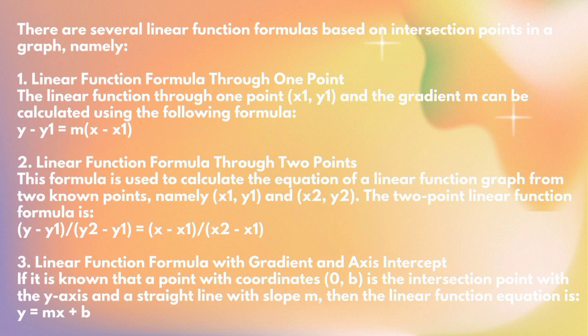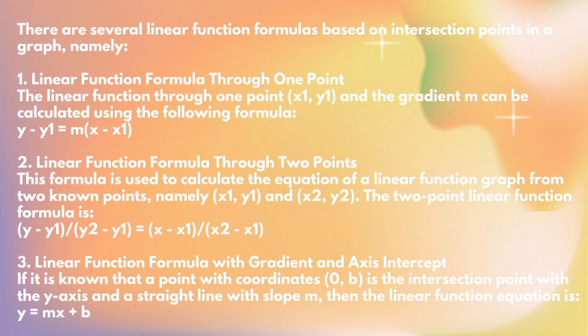2. Linear function formula through 2 points. This formula is used to calculate the equation of a linear function graph from two known points, namely x1, y1, and x2, y2. The two-point linear function formula is y minus y1 divided by y2 minus y1 is x minus x1 divided by x2 minus x1.